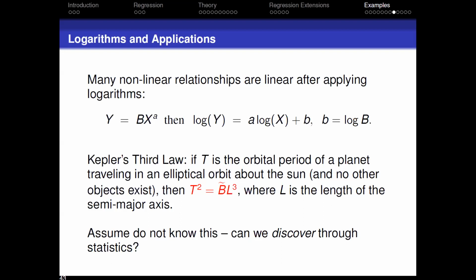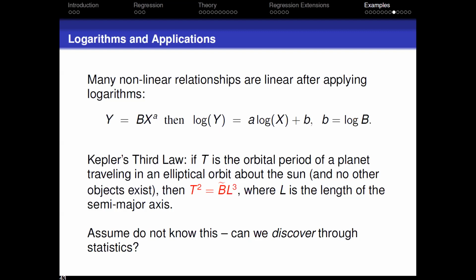One of these is not like the other. One of these just doesn't belong. If T is the orbital period of a planet traveling in an elliptical orbit about the sun and no other objects exist, then T squared is proportional to L cubed, where L is the length of the semi-major axis. This one is a lot more involved than the others. So the question is, imagine we didn't know Kepler's laws. And Kepler's laws were a key component in Newton's success in coming up with the theory of universal gravity. And Kepler could not have done this without terrific observations by Tycho Brahe and others.